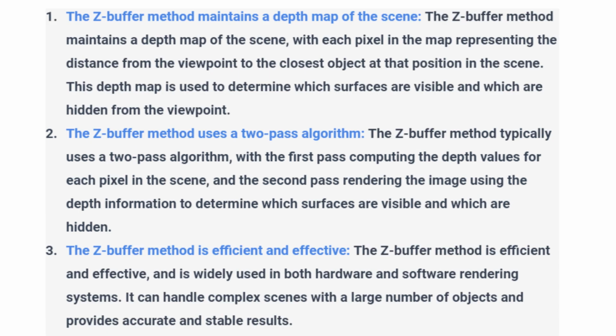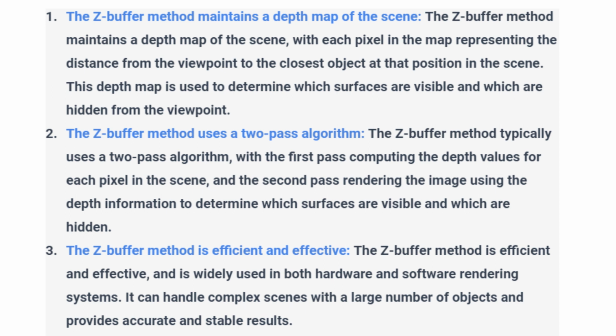The Z-buffer method maintains a depth map of the scene, with each pixel in the map representing the distance from the viewpoint to the closest object at that position in the scene. This depth map is used to determine which surfaces are visible and which are hidden from the viewpoint.